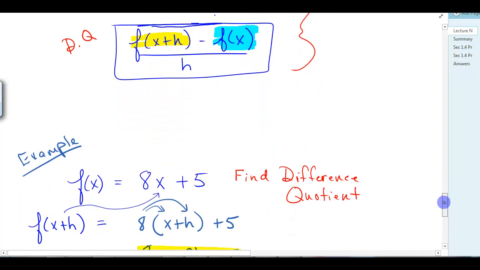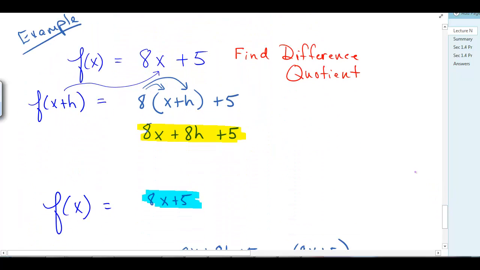Here's an example of what you might be asked to do. So you're given an equation, f of x equals 8x plus 5. If this is linear, do you already know what the slope is? Yes, we do. The slope is 8. So that's going to be the difference quotient. For a linear, you could see that right away, but you need to be able to do this and figure this out, because you might have to do it with something other than linear.